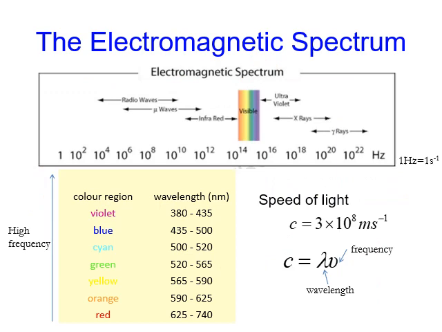And now we know that light is an electromagnetic wave, and visible light is only part of it. The speed of light is 3 × 10⁸ meters per second, and the speed is wavelength times frequency.